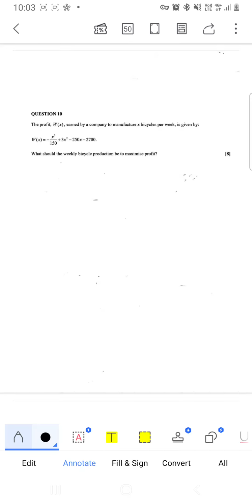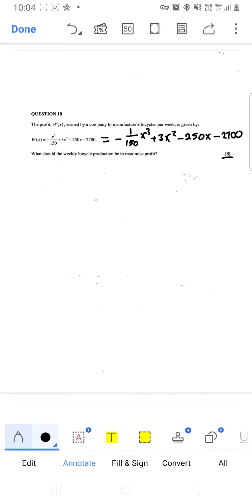Question 10. The profit W of X earned by a company to manufacture X bicycles per week is given by W of X is equal to negative X cubed divided by 150 plus 3x squared minus 250x minus 2700. So you can write this equation as negative 1 divided by 150x cubed plus 3x squared minus 250x minus 2700. What should the weekly bicycle production be to maximize profit? And then we get 8 marks.